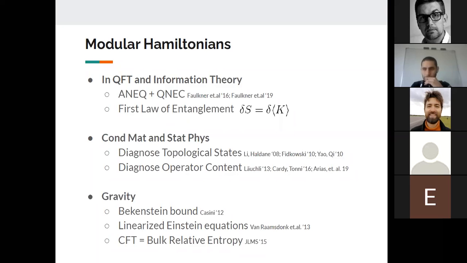Maybe I'm getting off track, but I just wanted to know something. What does linearized Einstein equation mean? Is it some sort of perturbation theory of the background? I'm sorry, I cannot hear you very well. Does linearized Einstein equation mean some sort of perturbation theory in the background metric?